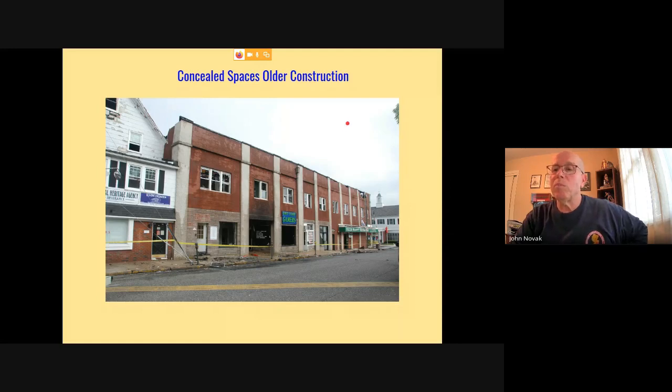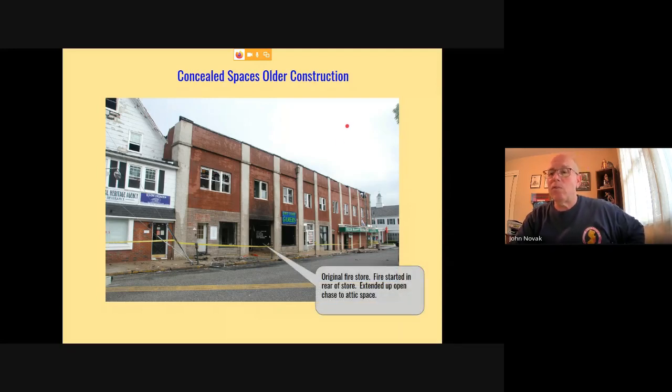I used this picture before. Another fire that I had. This was the original fire store. The fire started in the rear of the store and extended up an open chase into the attic space. Now, some may call this a type 3 ordinary construction. Some may call it a wood frame. I don't think you're wrong with either one, but I'm just going to use this as an example for my ordinary construction today, just to show you some issues.